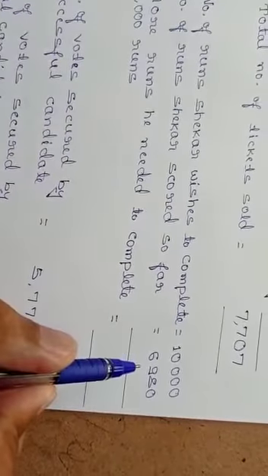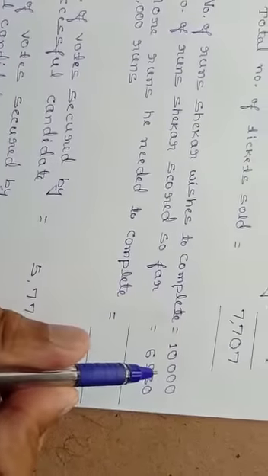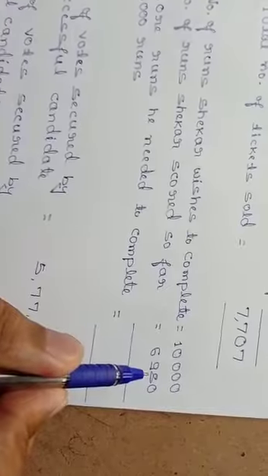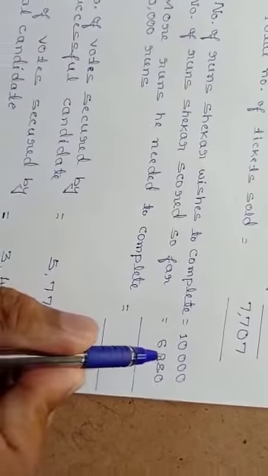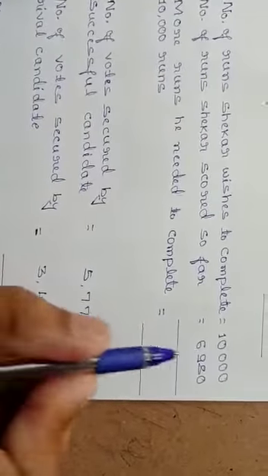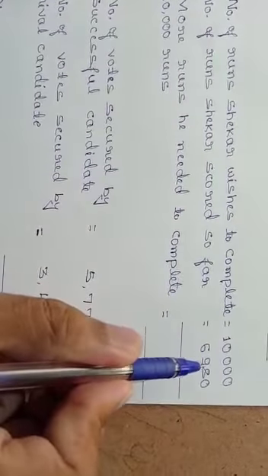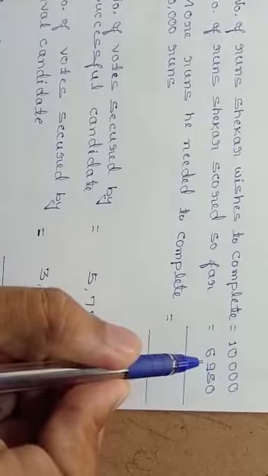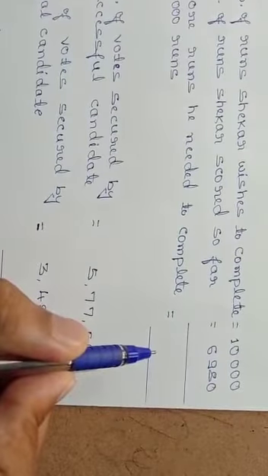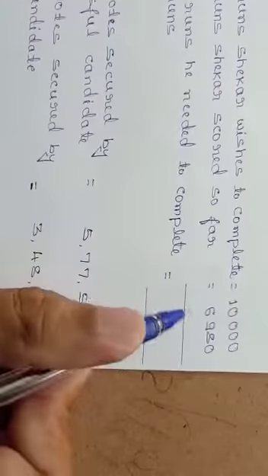Students, Shekhar wishes to score 10,000 runs. He already scored 6,980, so he needs some more runs to complete 10,000, isn't it? So what do we have to do? Subtract. If we subtract 6,980 from 10,000, we will get the runs he needs to complete 10,000 runs. Okay, so we have to subtract.